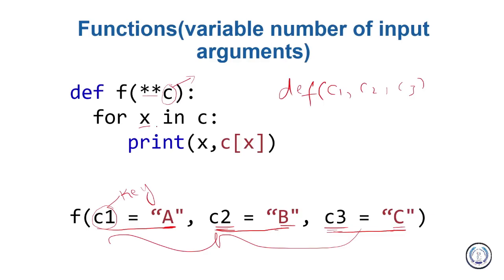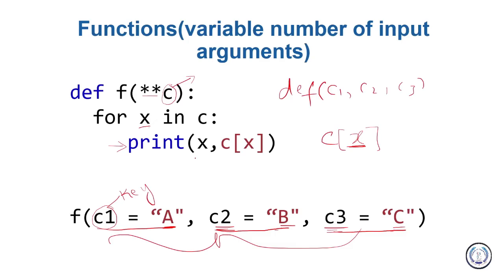This X points to the first key, then C of X points to the value based on the key X. And then X points to the second key, then the second value, and so on. That is a very simple procedure. You are just printing all the dictionary, all the variable names and their values, but you can do very complicated processing if you want to.